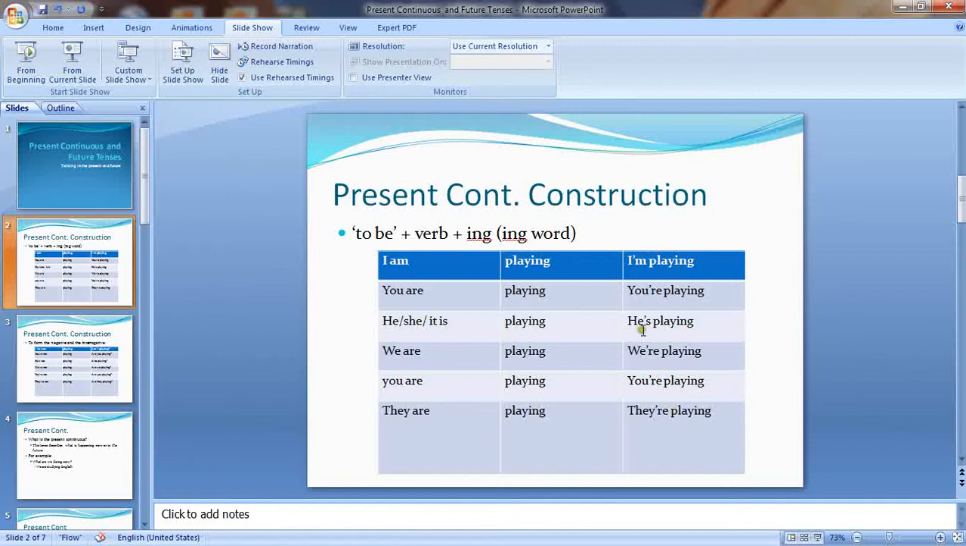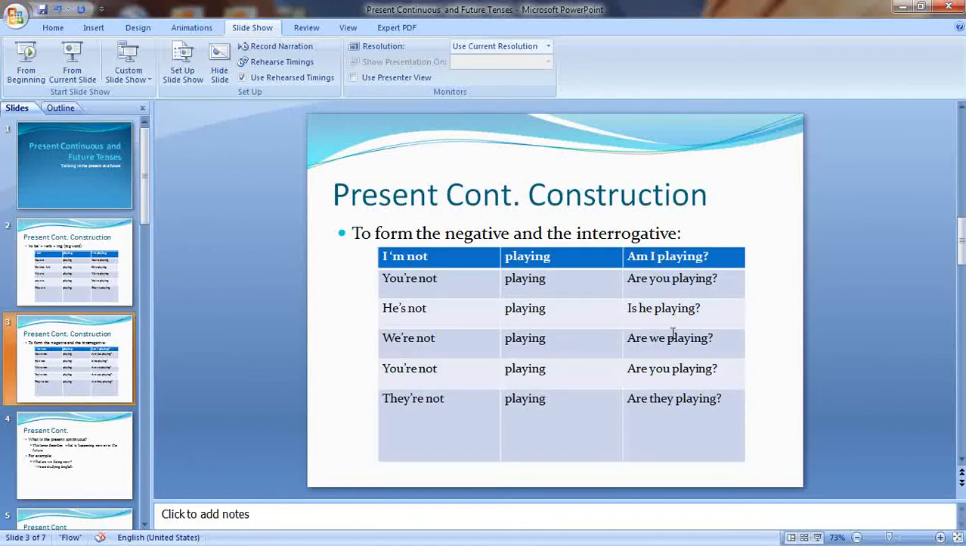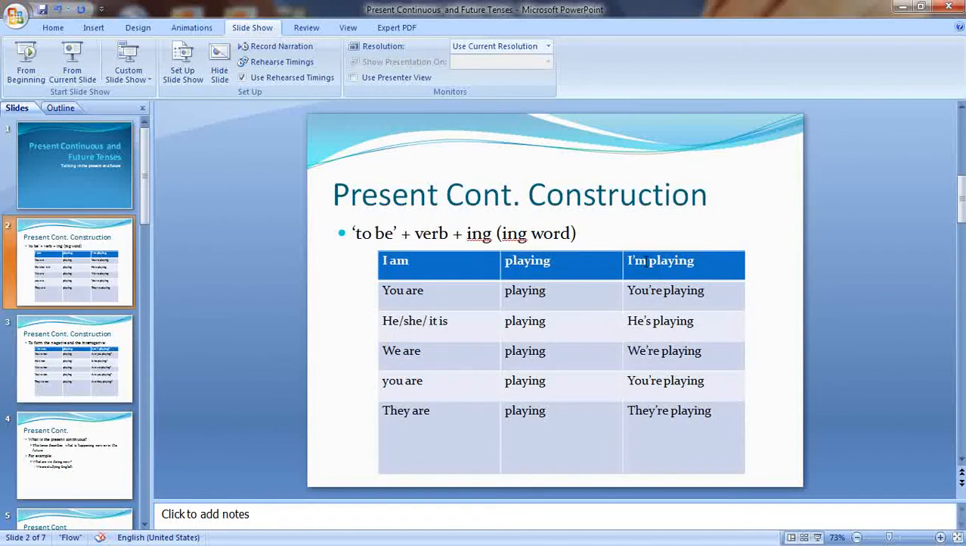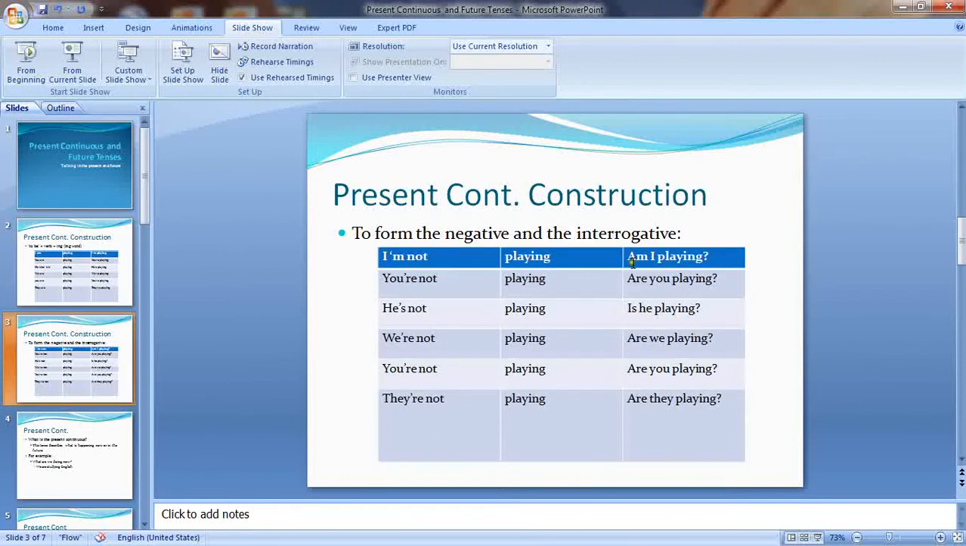Now, here is the contraction. Right? In English, we like to contract. I'm playing, you're playing, he's playing. To form the negative, we put not. I'm not playing, you're not playing, he's not playing. Now, notice this. To form a question, we invert the verb to be. So now, am I playing? Are you playing? Is he playing? Are we playing?